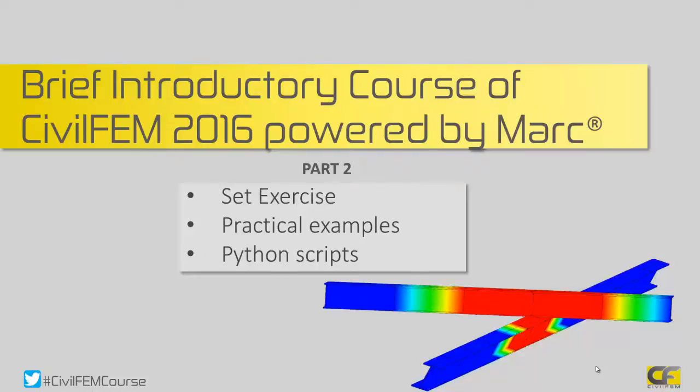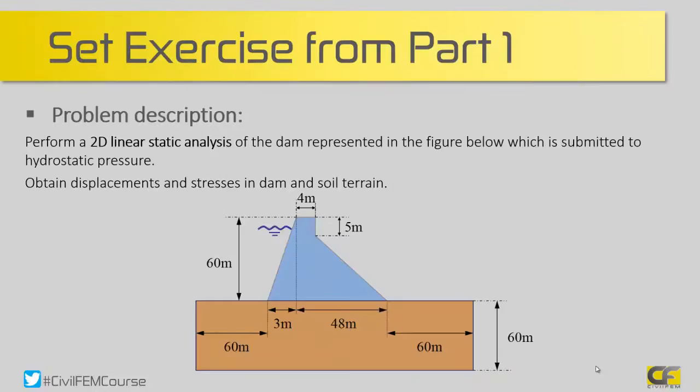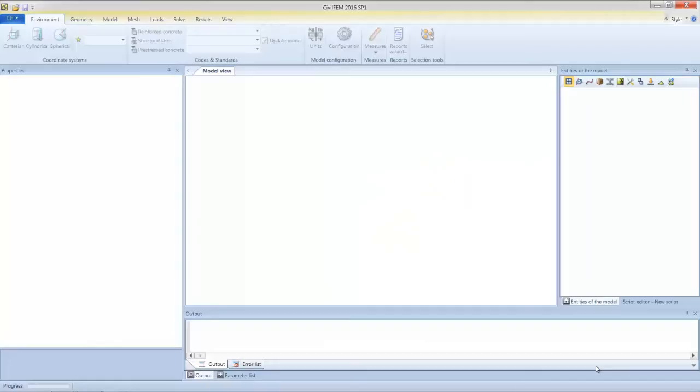And now we're going to start with the exercise we gave you to try at home in the first part of the course. Remember that it's a 2D linear static analysis of a dam, which is submitted to hydrostatic pressure, and we have to obtain displacements and stresses in the dam and soil terrain. So now we go to CivilFEM.